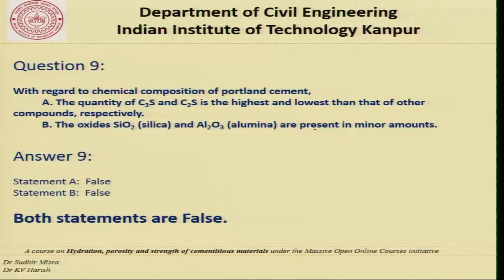So when we go to question 9, the quantity of C3S and C2S is the highest and lowest than that of other compounds respectively. This is false, and this is based on facts. You can actually look at those numbers given in the lecture and you will find that this statement is not true. Oxides of silica and alumina are present in minor amounts. This statement also is false, and you need to go back to just the data which is presented to you in the lectures or in the reference material.